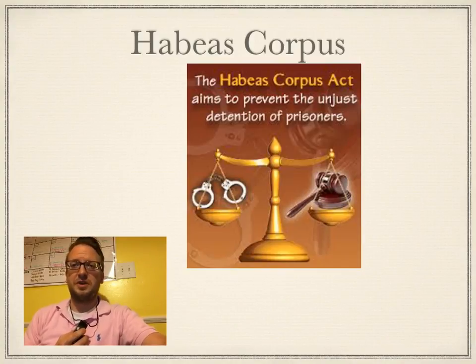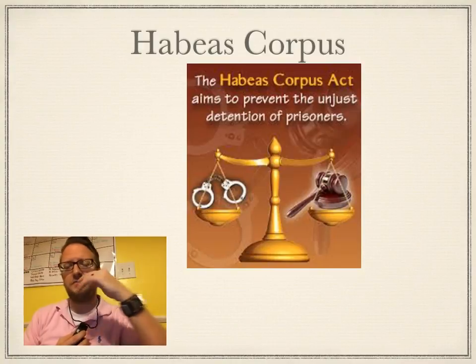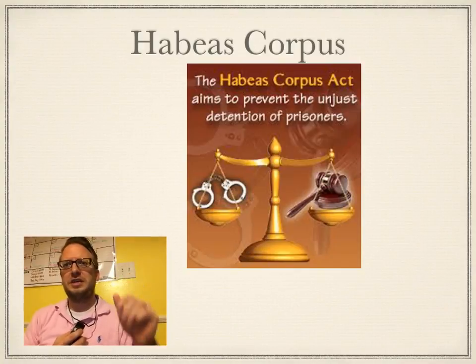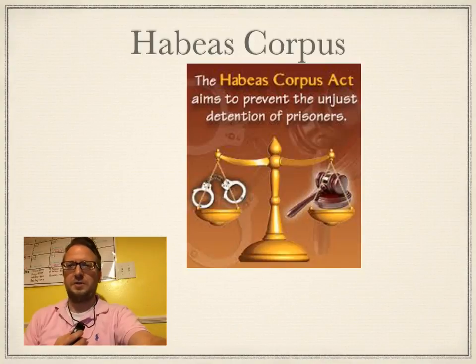And it's all part of something bigger called due process, which I'll talk about in the next video. But habeas corpus basically means a cop can't come up to you and go, oh, I don't like your face, and throw you in jail or kill you potentially. There has to be some type of trial and things like that.